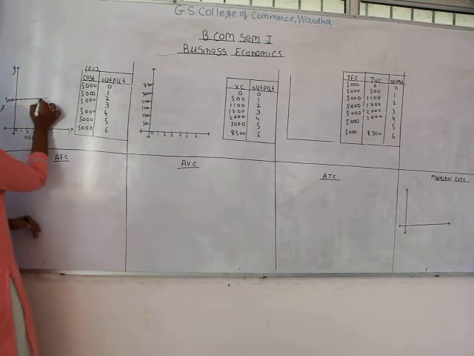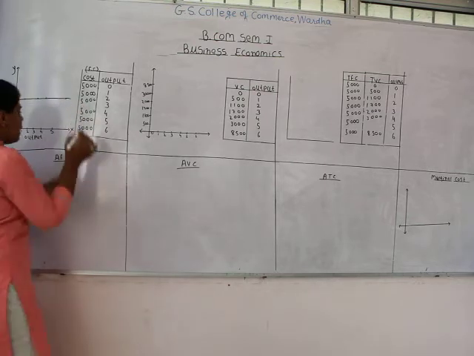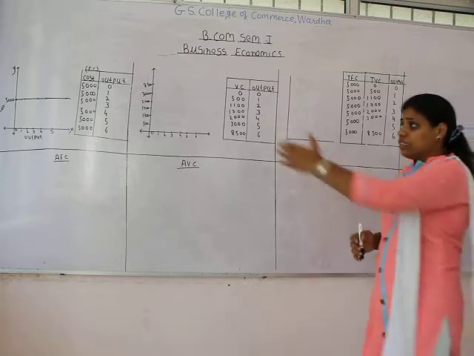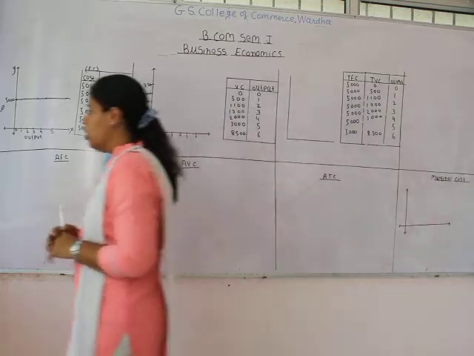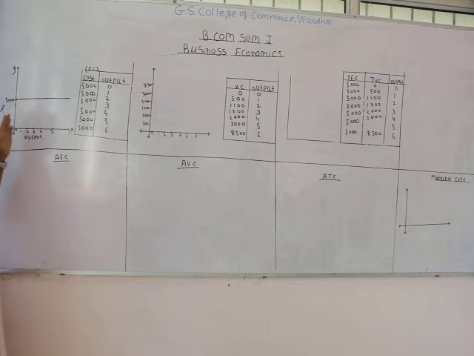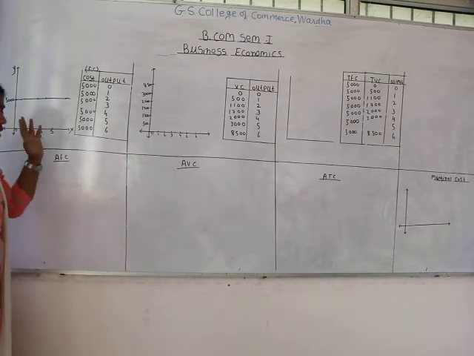So when you join these points, you get a horizontal straight line, which is parallel to the x-axis, and this is known as the fixed cost curve. So this way, when you plot this on a graph, you get a fixed cost curve which is a horizontal straight line. So this way, in the short run, fixed cost remains constant.